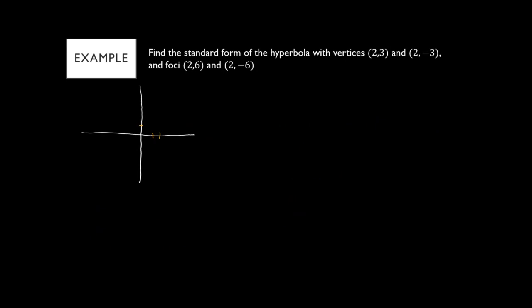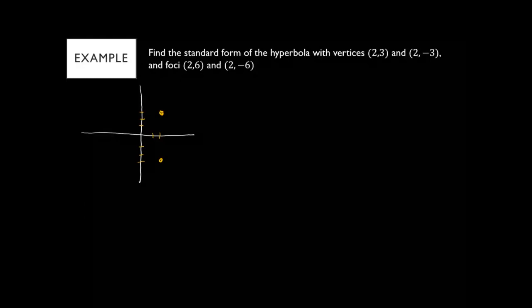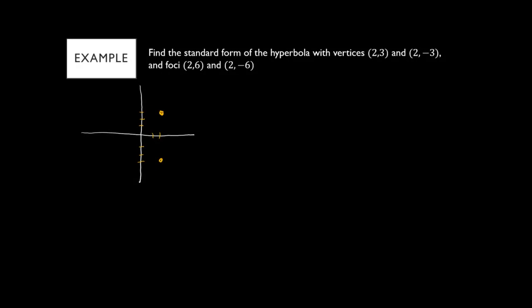So we've got 2, 3, so we've got 1 point there, and then 2, -3. So these are vertices, so this is where the hyperbola goes through. Because they are vertically aligned, that means we have a vertical hyperbola. And so it's going to look something like this. And then we've got our foci 2, 6, and 2, -6.